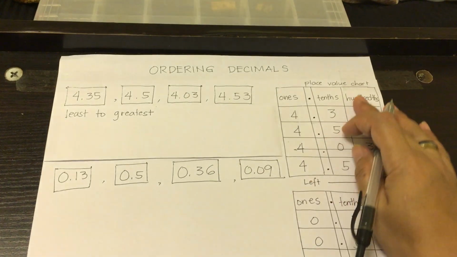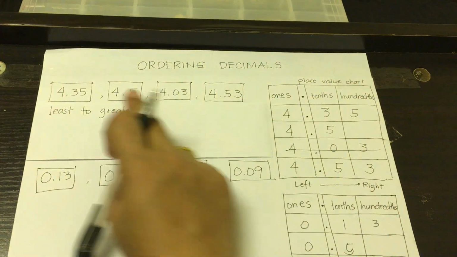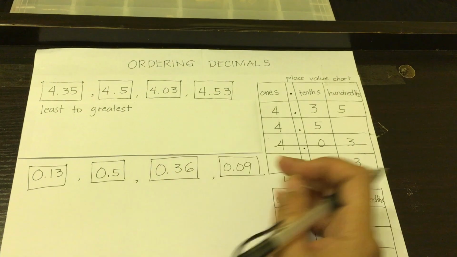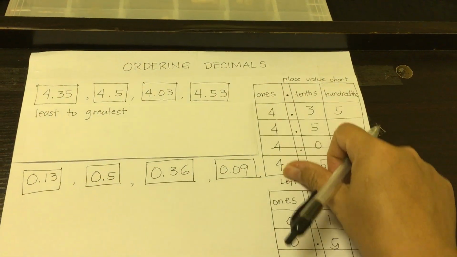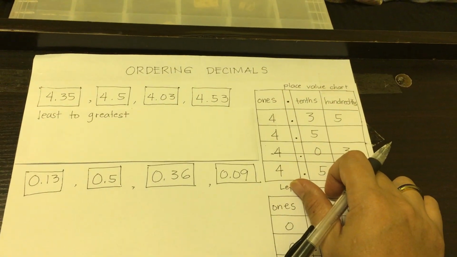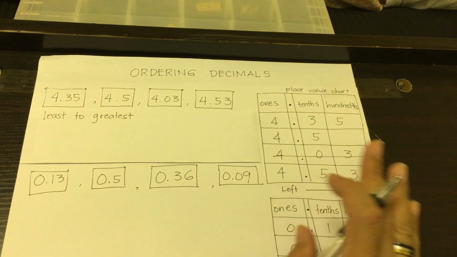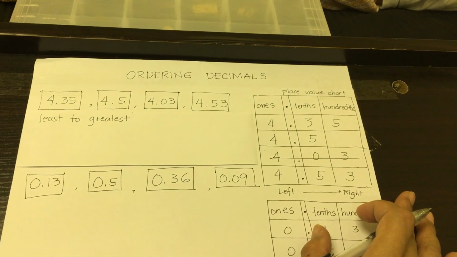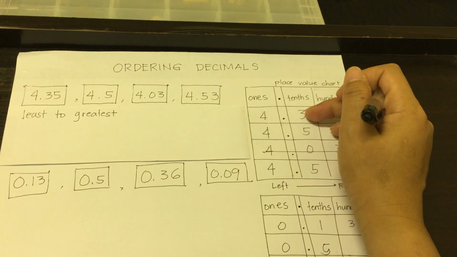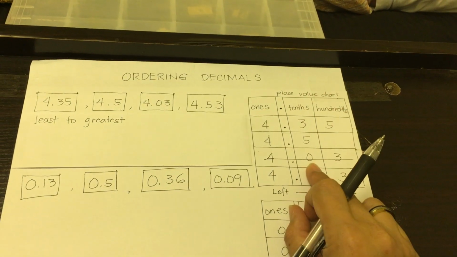So let's go here in our place value chart. So you will see this is 4 and 35 hundredths, 4 and 5 tenths, this is 4 and 3 hundredths, and 4 and 53 hundredths. So let us see the ones. All the ones are the same, so there's nothing to see which is the least. So let's go to the next value, because comparing the digits, we will start from left going to the right. So let's go to tenths. So all tenths, we have 3, 5, 0, and 5. So from the tenths, 0 is the smallest.